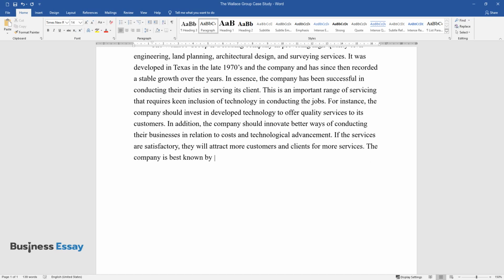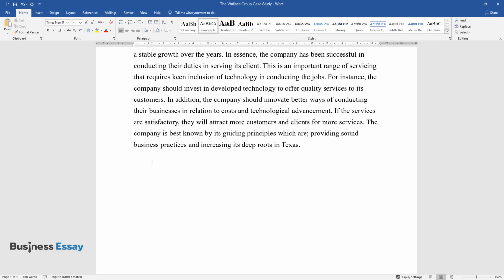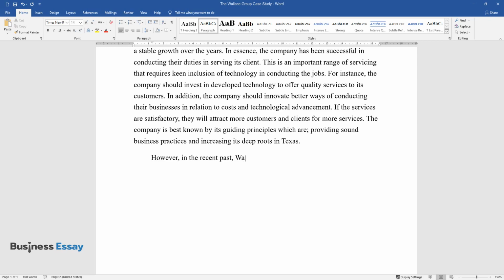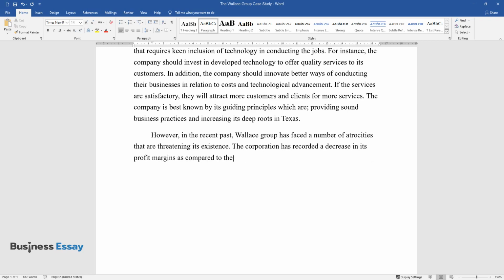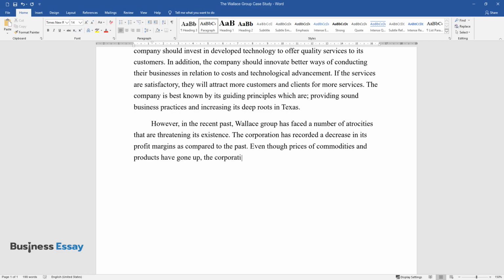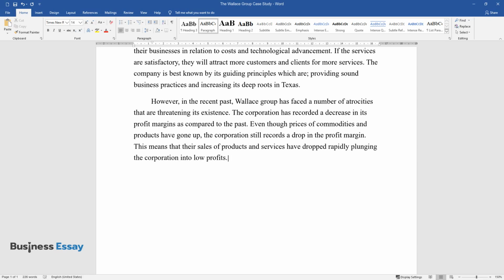The company is best known by its guiding principles, which are providing sound business practices and increasing its deep roots in Texas. However, in the recent past, Wallace Group has faced a number of atrocities that are threatening its existence. The corporation has recorded a decrease in its profit margins as compared to the past. Even though prices of commodities and products have gone up, the corporation still records a drop in the profit margin. This means that their sales of products and services have dropped rapidly, plunging the corporation into low profits.